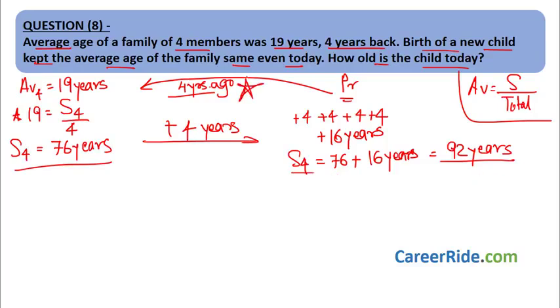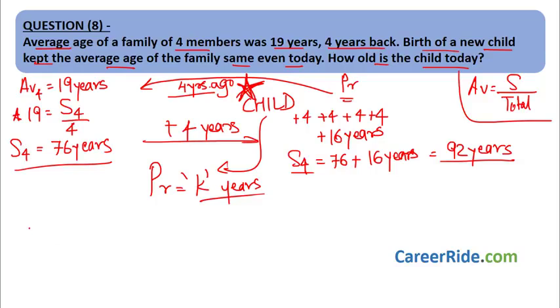Now somewhere over here a new child was born. Do we know the present age of the child? No. Do we know when the child was born? No. Let us assume that the present age of the child is k years. Now what is the formula for average? Present average of the family. Average is the sum of the ages of all family members upon the total number of family members. The total number of family members is 4 plus the new child, that is 4 plus 1, that is 5.